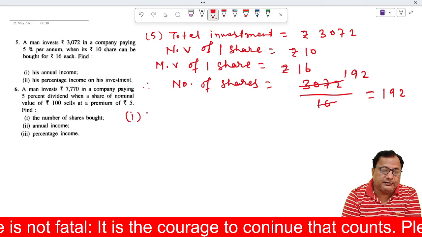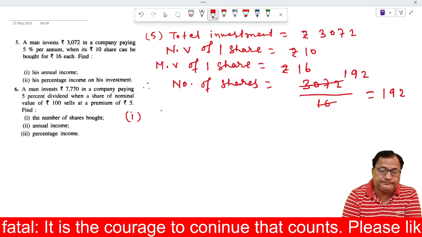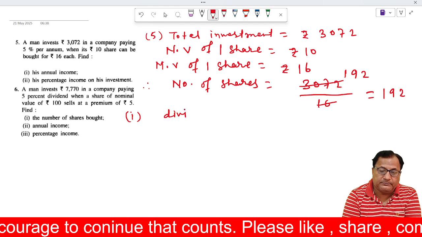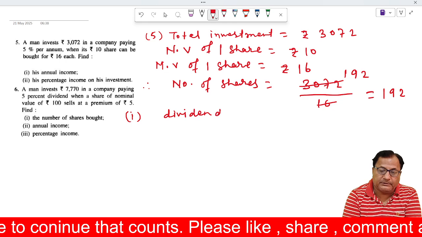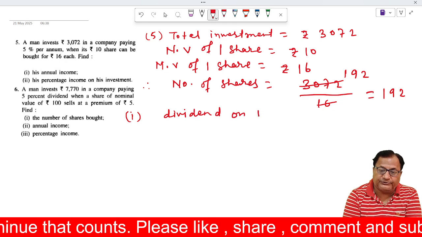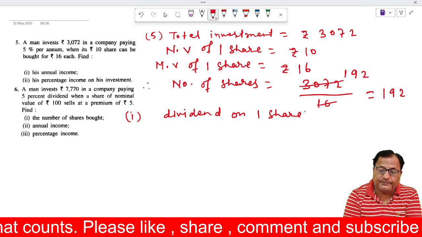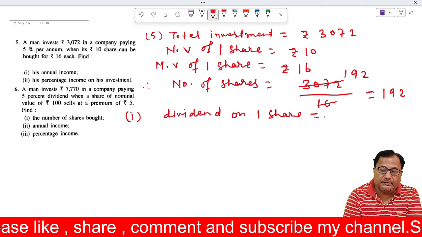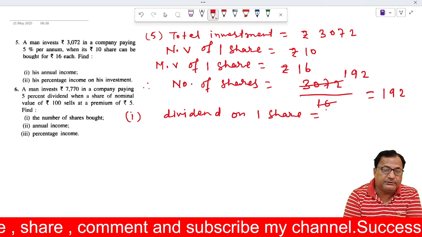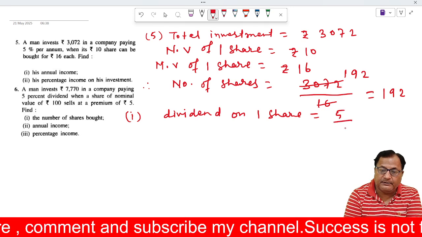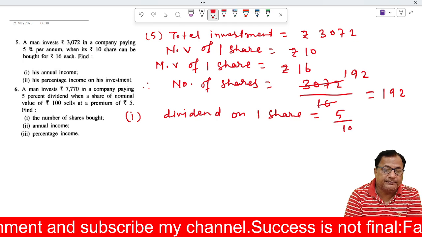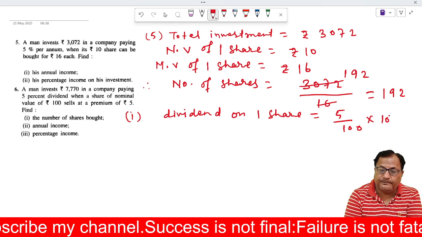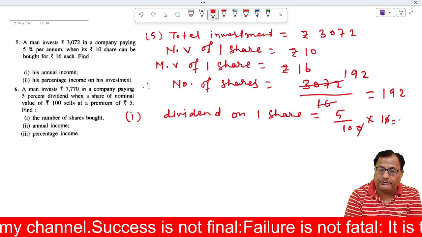Question number 1 is his annual income. Dividend on one share is equal to, given 5% dividend on 10: 5 by 100 into 10, means 0.5.